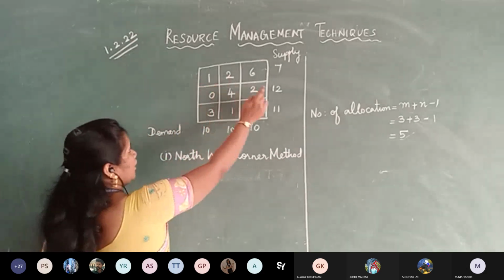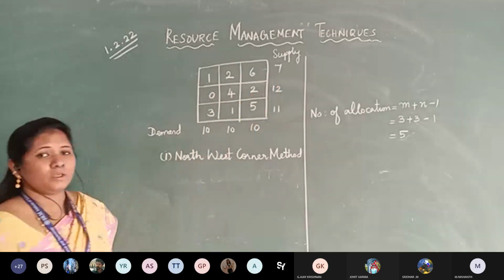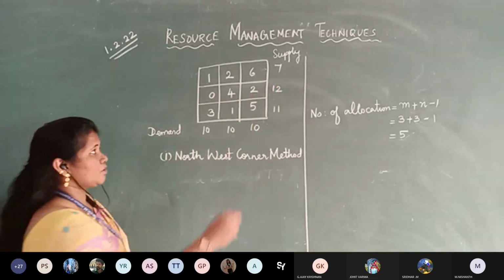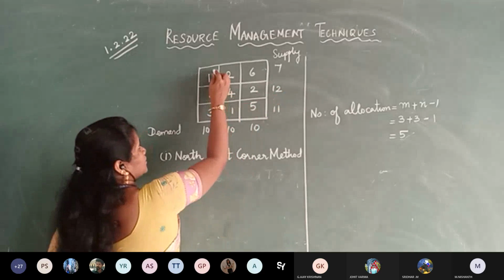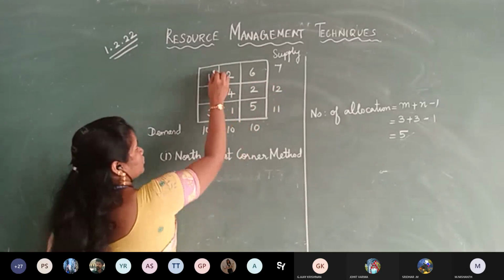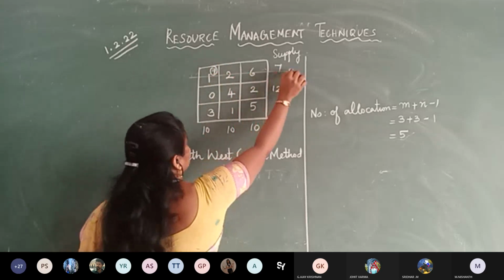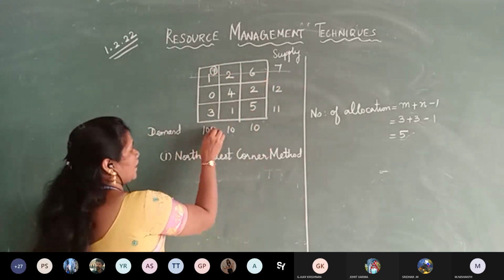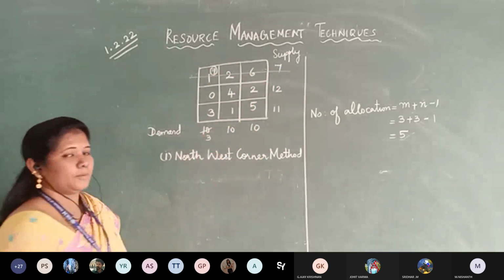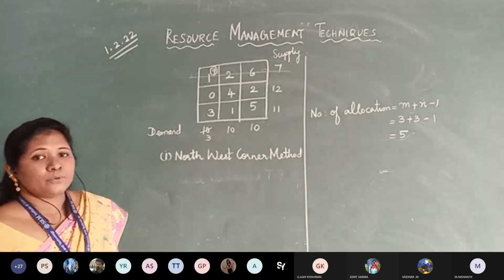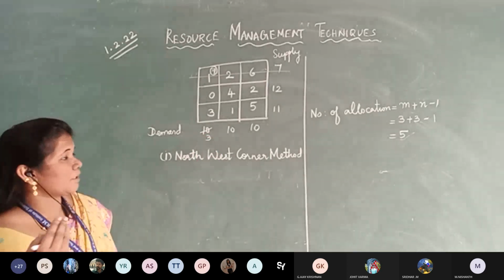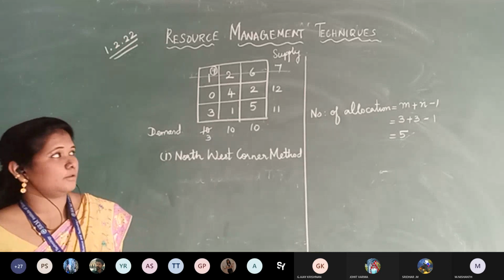For that first cell, you see your supply and demand. Whichever is the least value, you allocate it here. So between 7 and 10, you allocate 7 here. We have taken it from here, so I'm crossing it over. You subtract it here, so here it becomes 3. This first one is your northwest corner method.